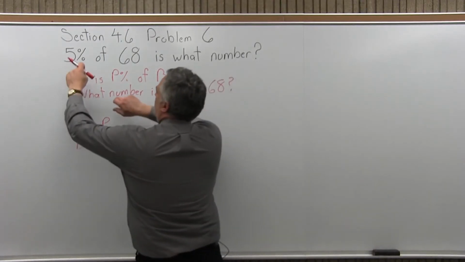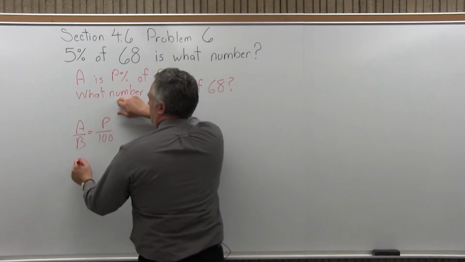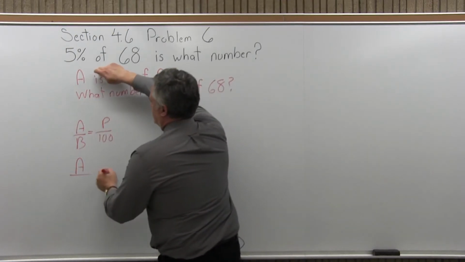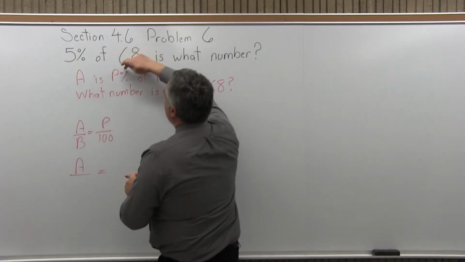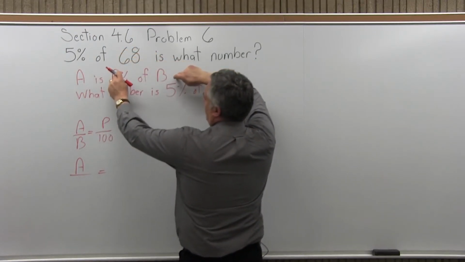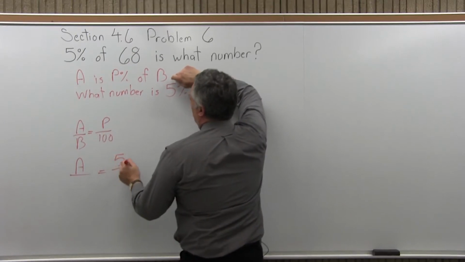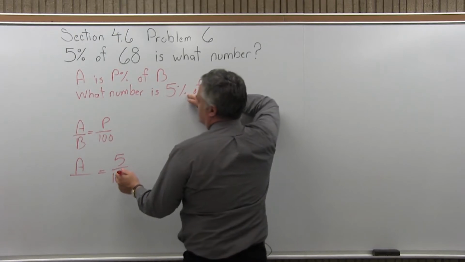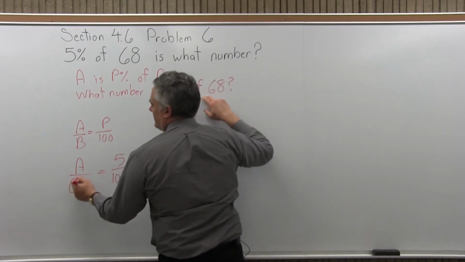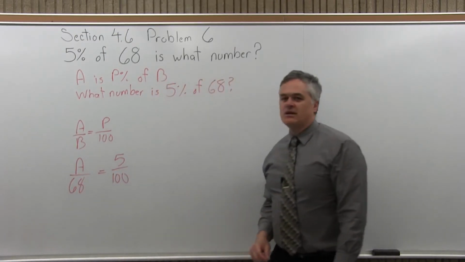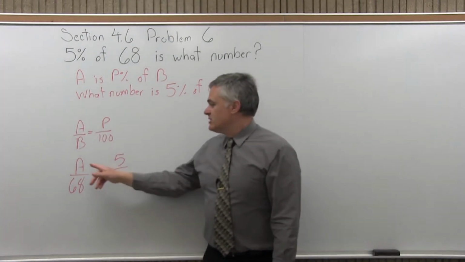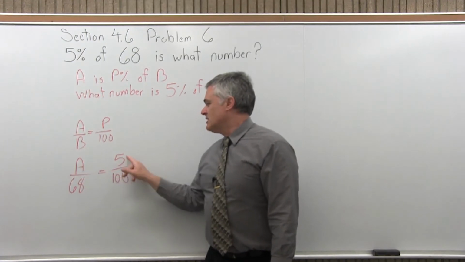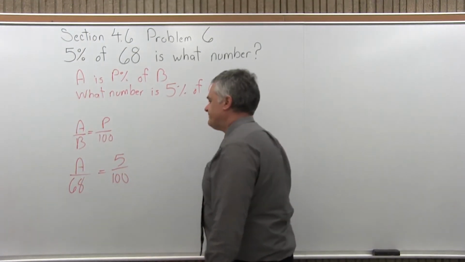So, what number comes first? That's the A, that's the unknown. I will leave it as a variable, as an A. Is is the equals. So P percent, my percent is 5. And when you say percent, that's automatically 100 for all these proportions, of, and the 68 comes under the A. So now what we have is an equation. There's one unknown. We can solve it, and the way you solve when you have two fractions like this is to cross multiply and divide.